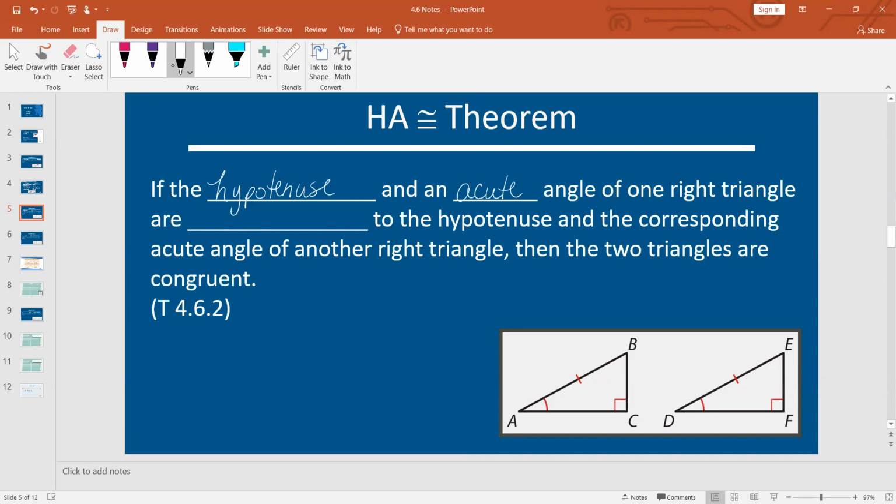All right, so if the hypotenuse and an acute angle of one right triangle are congruent to the hypotenuse and the corresponding acute angle of another right triangle, then the two triangles are congruent. And you can see this. What does it match? Well, it's angle, angle, side. So this is a version of the angle-angle-side theorem that we already know is true. Just works with right angles.